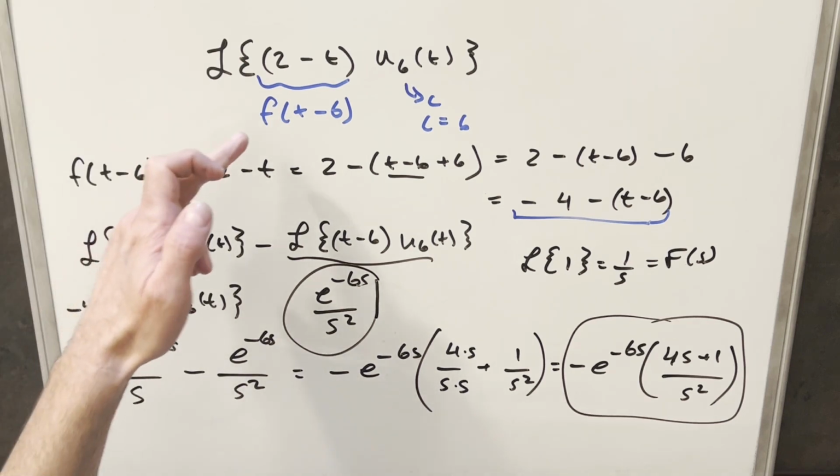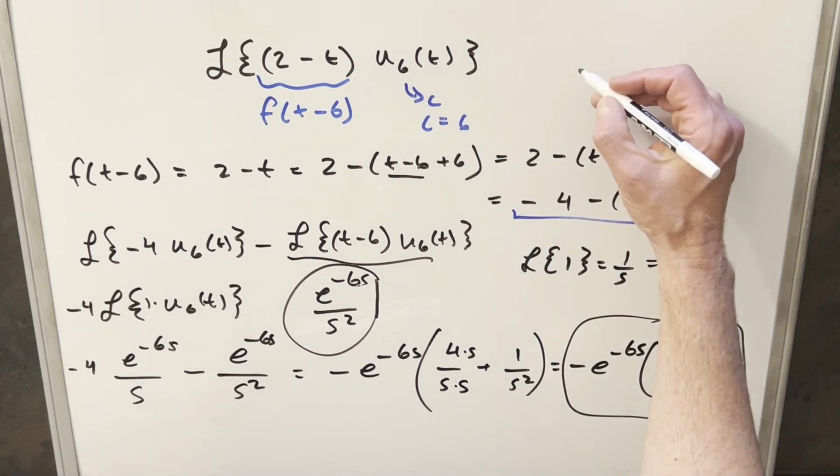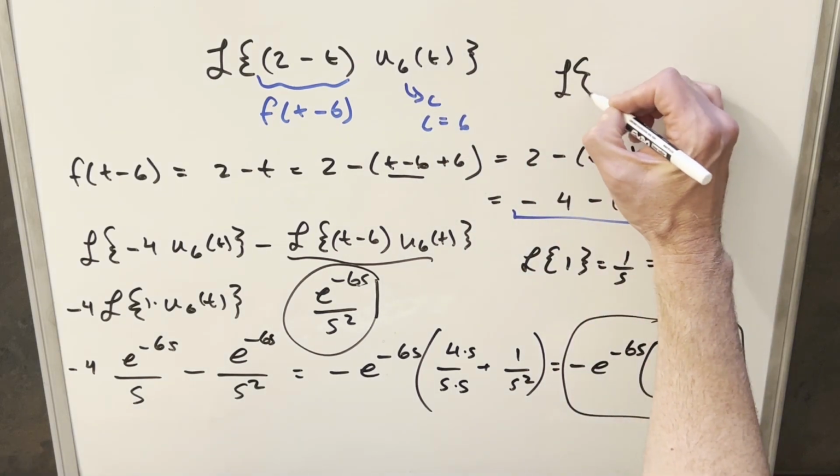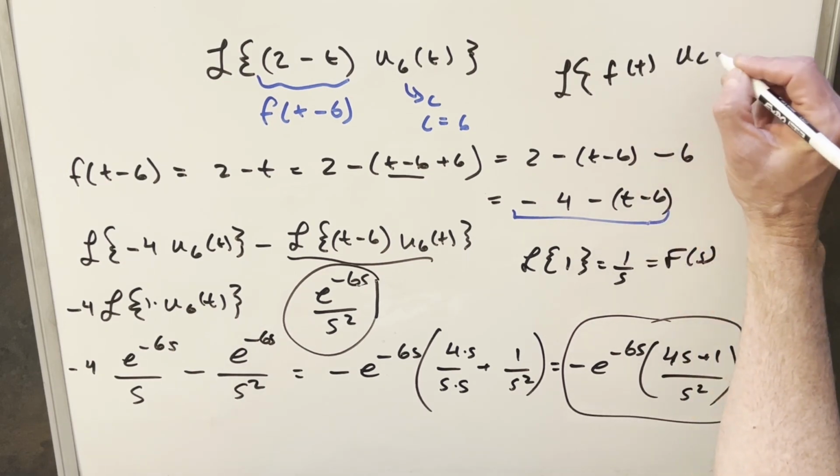We kind of just forced the shift to happen in this one. What I want to go over in the next video is the unshifted function. So what we want to find is a formula for the Laplace transform of just f of t, not shifted, times the unit step function.